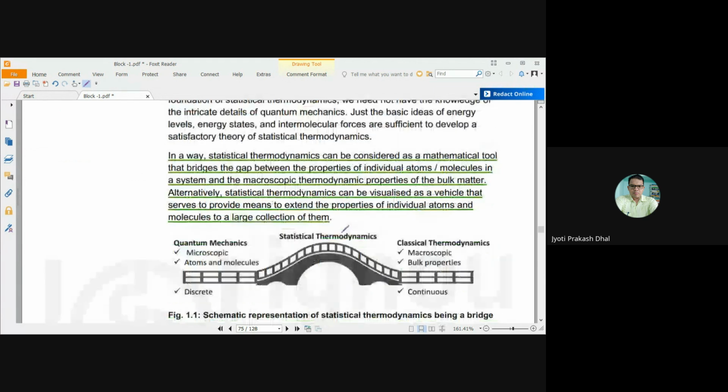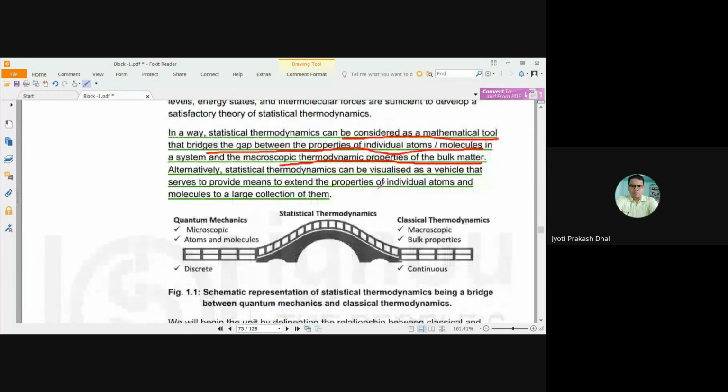Now, in a way, statistical thermodynamics can be considered as a mathematical tool that bridges the gap between the properties of individual atoms or molecules, that is, in the microscopic level in a system, and the macroscopic thermodynamic properties, that is, for bulk of the matter. Alternatively, it can be visualized as a vehicle that provides the means to extend the properties of individual atoms or molecules to a large collection of them.